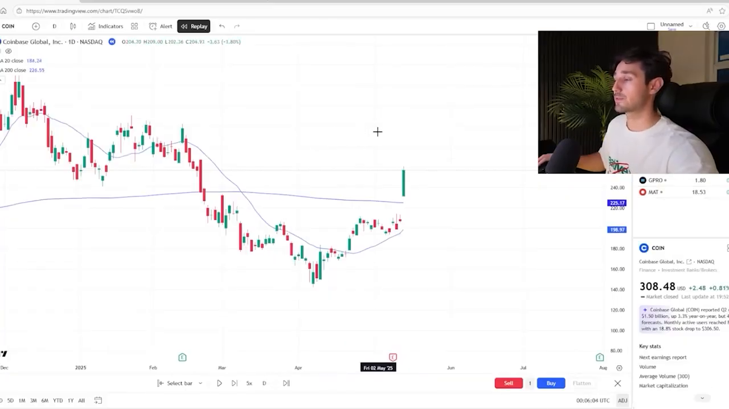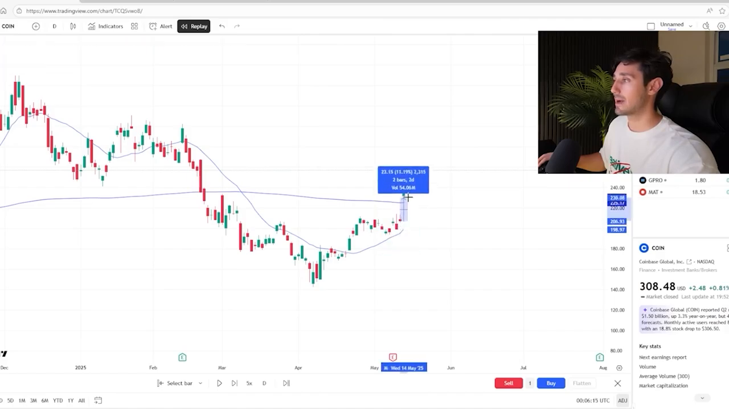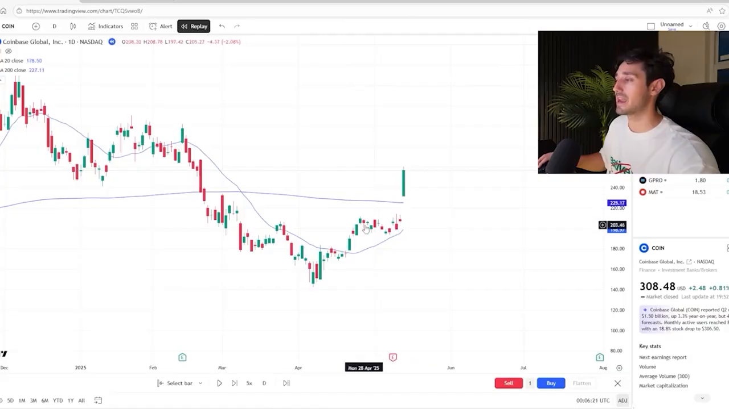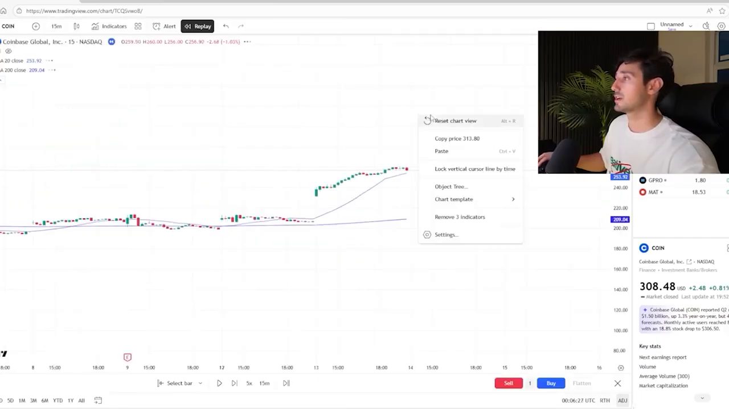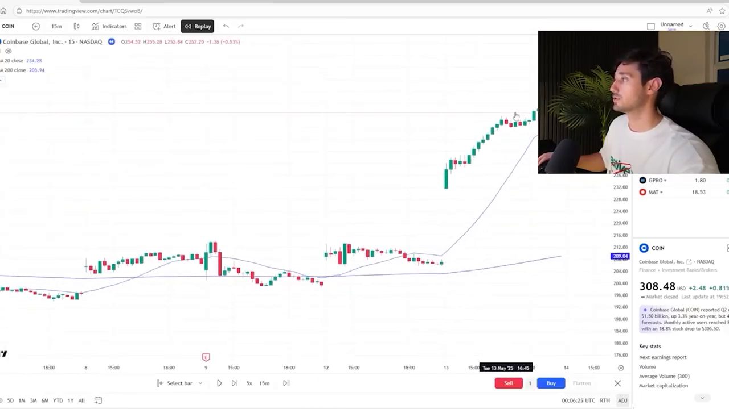This is Coinbase from a few weeks ago. We have a rising 20 MA under price. We have a consolidation into that rising 20 MA. The 200 MA is directly above. We gap above the 200, around 12% to the upside, triggering this base breakout on the daily time frame. The 20 MA is under price. You go to the 15-minute time frame for a potential setup, and beautiful uptrend.